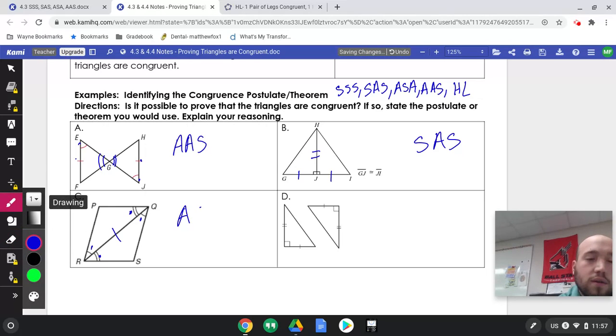All right. Then our final one here, we have two sides with an angle in between. So that's going to be side, angle, side.